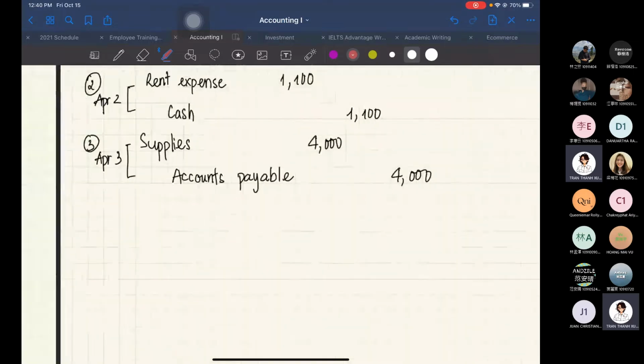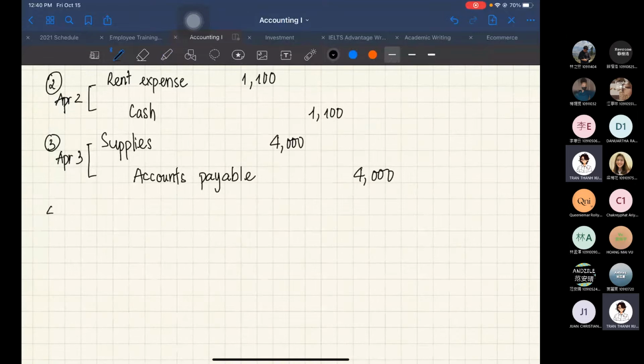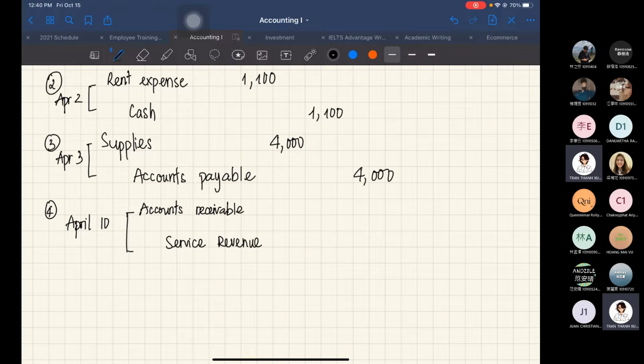So on this one, April 10, online student, do you know which account they're going to use? Receivable. 5,100, right?